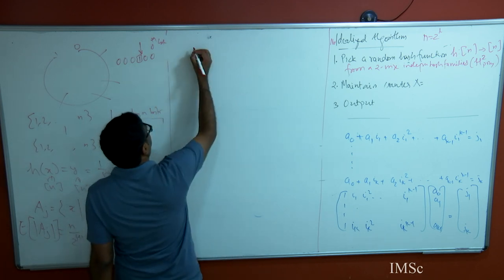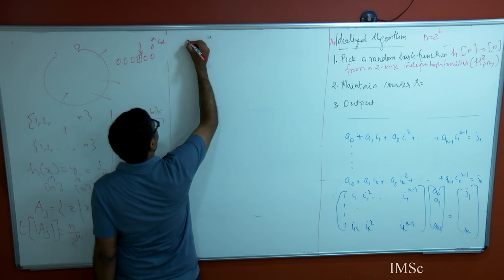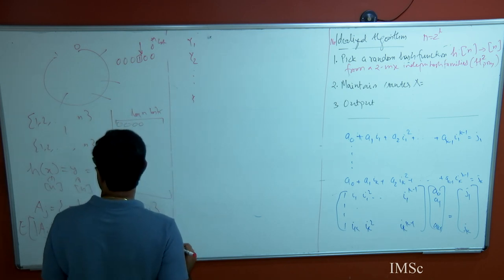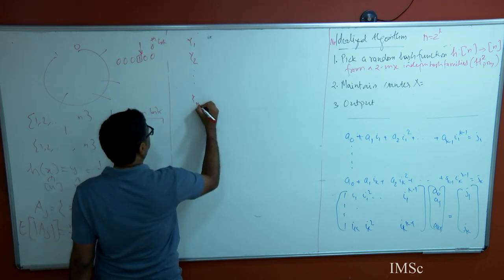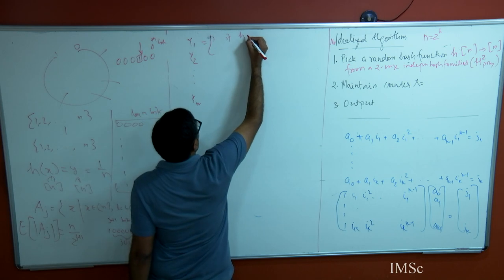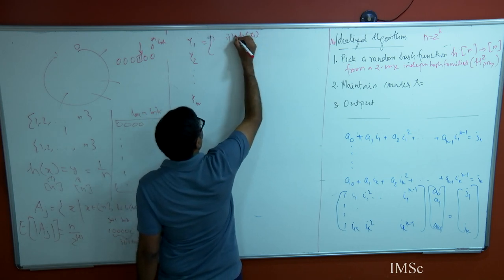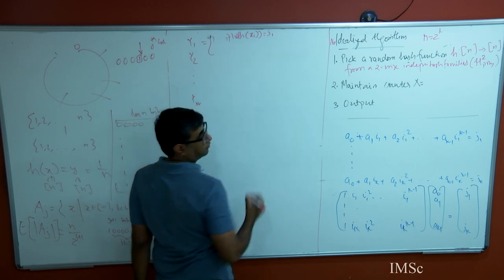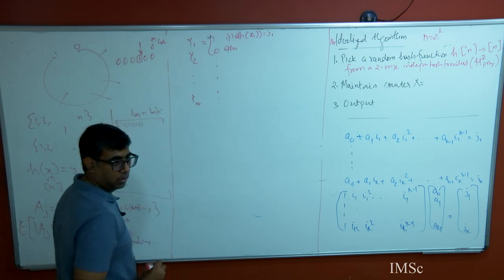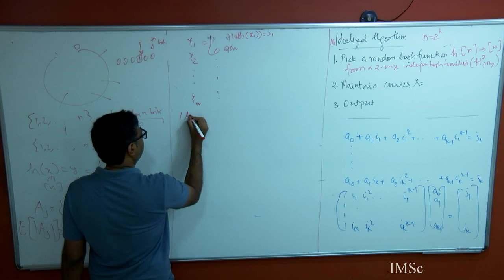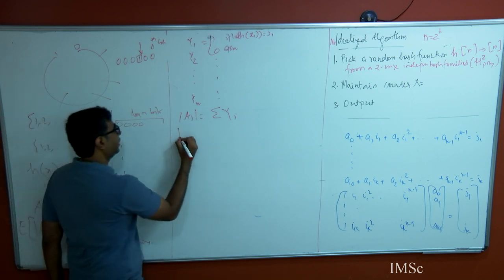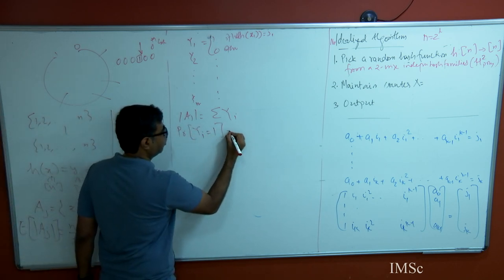So, for example, to define AJ, I define y1, y2, up to yn. Each yi is 1 if the least significant bit of h of xi is equal to j, and zero otherwise. Now clearly, the cardinality of AJ is the summation of yi. What is the probability that yi is equal to 1?